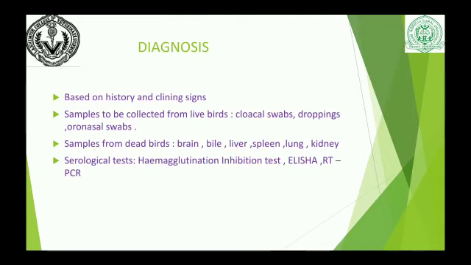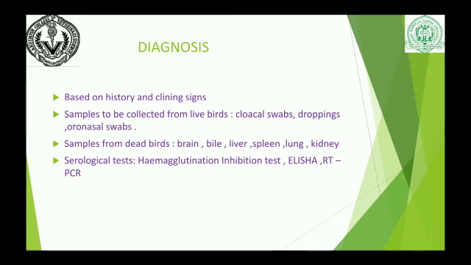Diagnosis as usual is based on the history and the clinical signs. Then the samples will be collected from live birds, include cloacal swabs, droppings, oronasal swabs. Samples from dead birds are brain, bile, liver, spleen, lung, kidney.